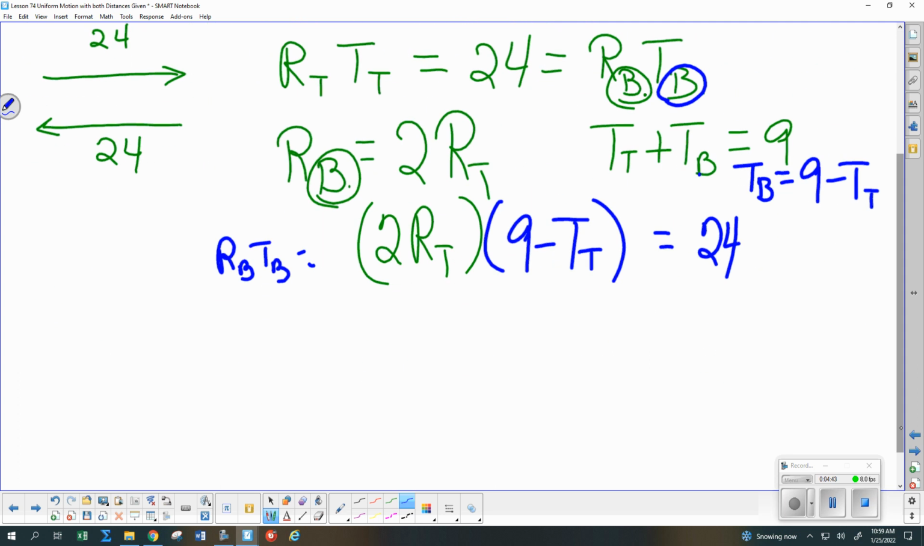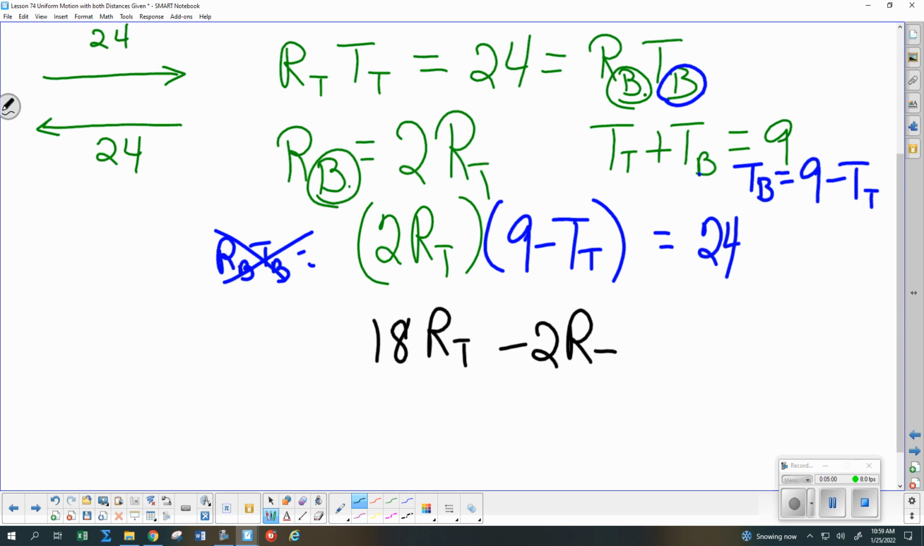So now let's see what we have. So we substituted in, so we aren't worried about that part anymore. So if we distribute, we have 2RT times 9, so 18RT. 2RT times minus TT, I have minus 2 RT TT equals 24. Oh man, I've still got two variables in there. Ted?